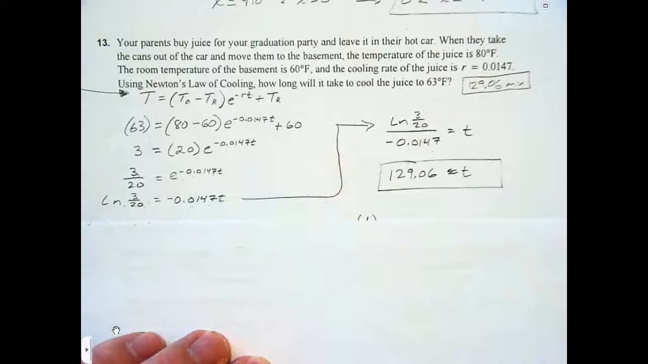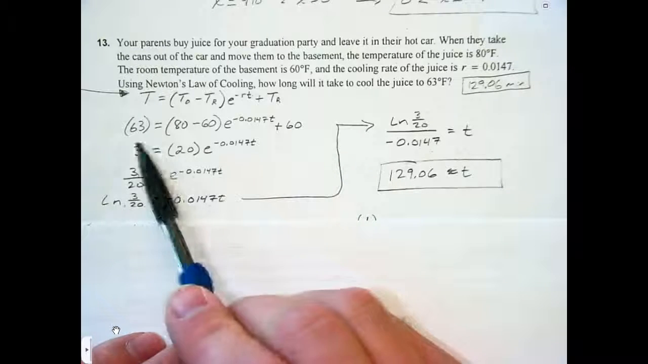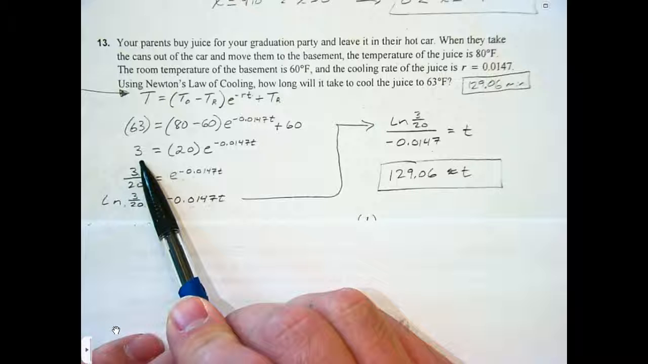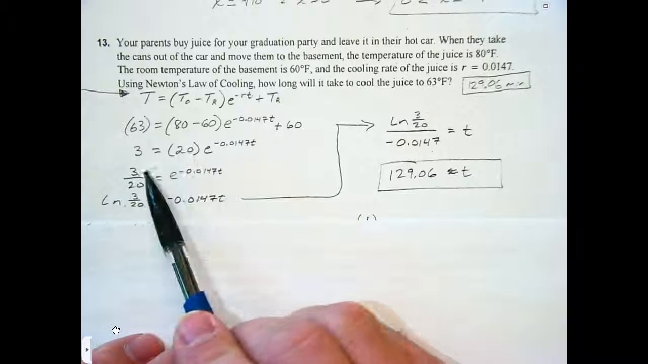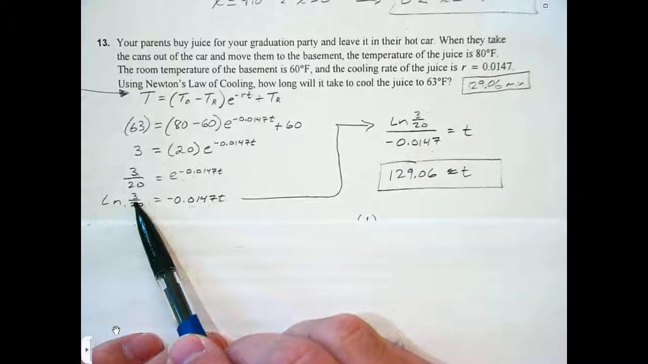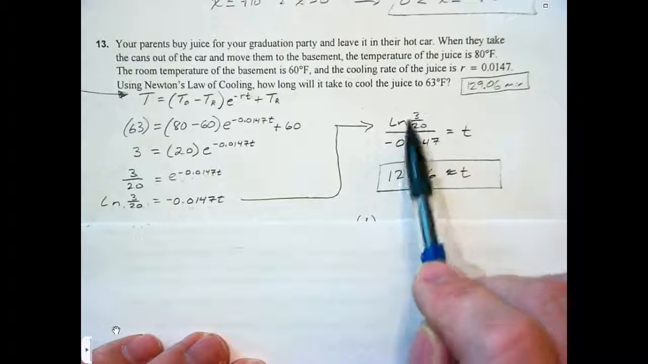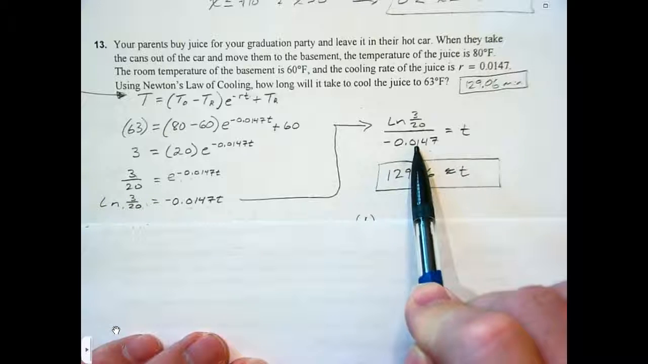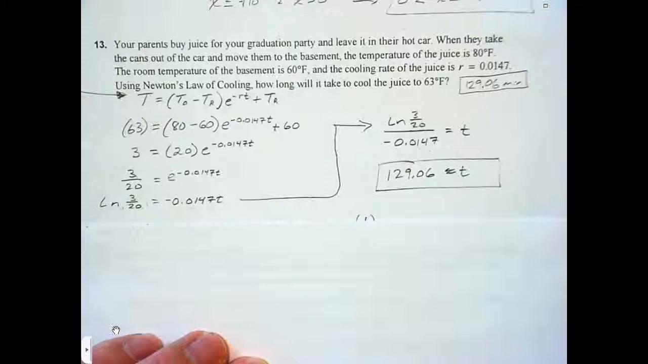And then room temperature is 60. So you move that 60 over to get 3. You divide by the 20. You then take the natural log and divide all of that by the negative 0.147, or 147 thousandths. And you get 129 and 600 minutes.